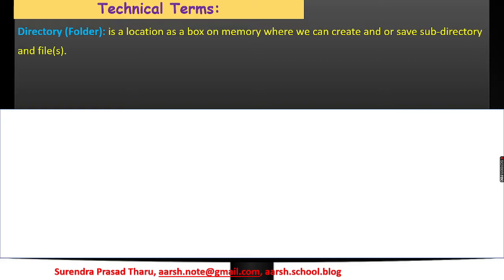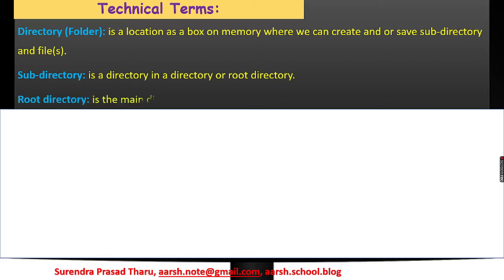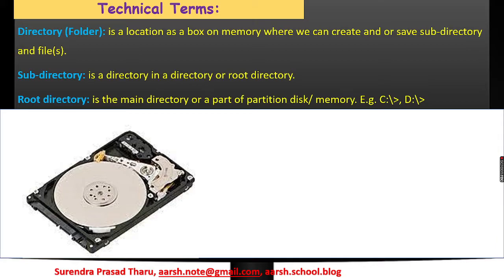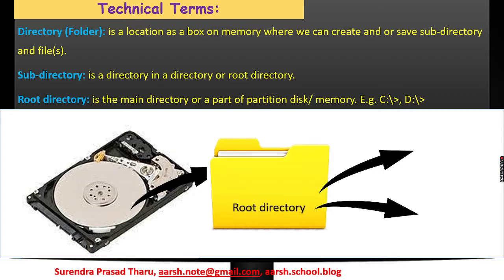and other subfolders. A folder inside a folder is called a subfolder or subdirectory, and the root directory is the main disk, like local disk D or local disk C. So disk drives, D drive and C drive, are the root directory where we can create and save our files and folders. For example, here is the hard disk.